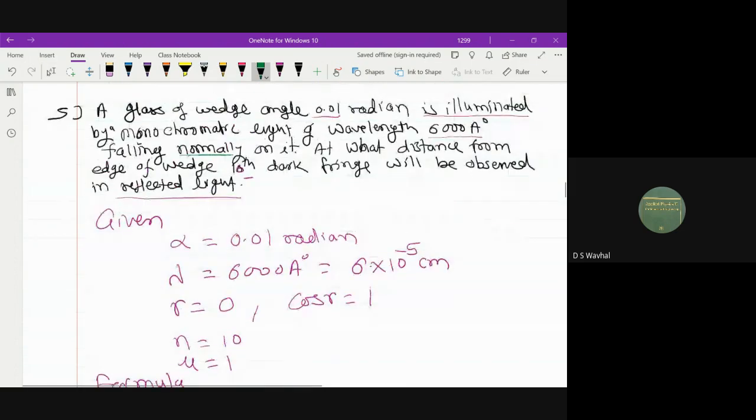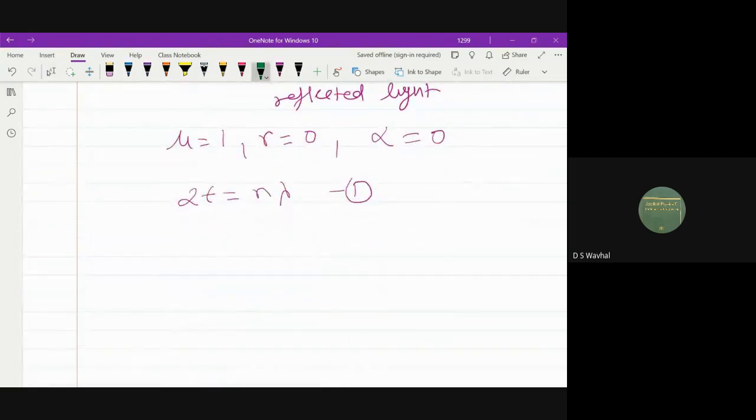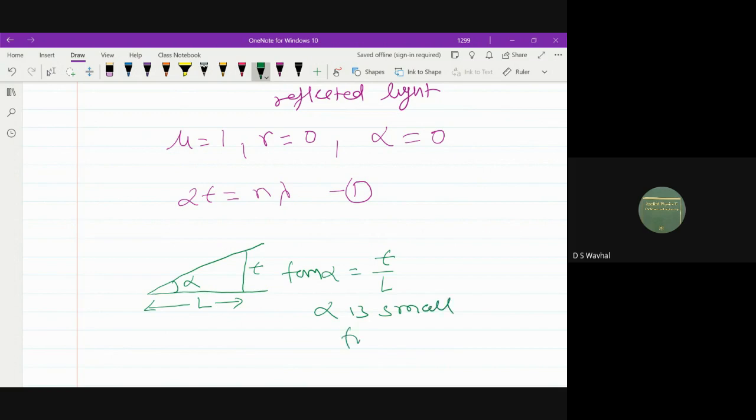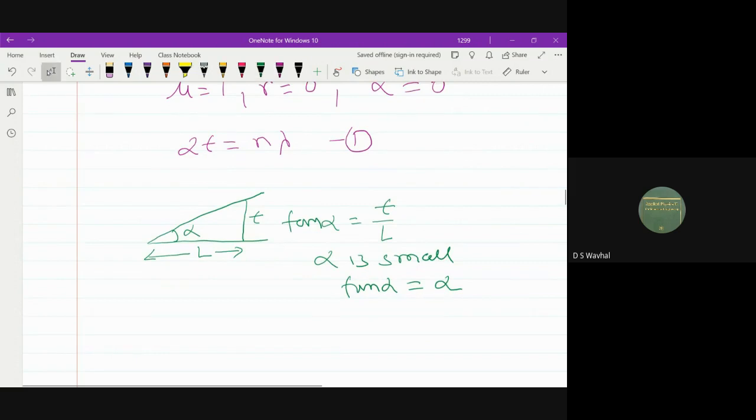See, what is said is that this is the wedge-shaped film, and here you see the fringe. Let us say the thickness at that fringe is t and the length of that film is L. And this is the alpha. Now from this we can write alpha is equal to t upon L. Because alpha is small, this is nothing but tan alpha, and so tan alpha is equal to alpha. So we get alpha is equal to t upon L, or t is equal to alpha into L.